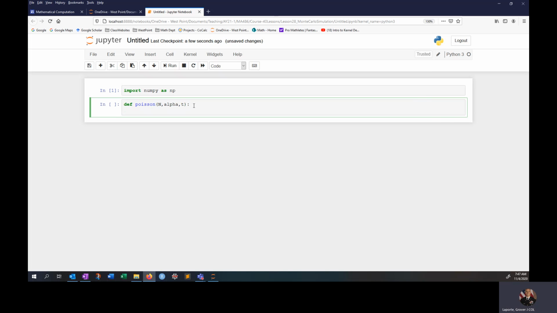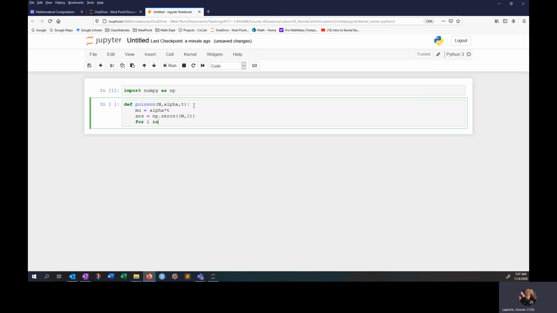So let's just calculate this thing. My first thing is to say mu is equal to alpha times t. Then I need to define something to calculate, so we're going to call it answer. Answer is equal to np dot zeros, and I'm going to put 2 columns in here. I want it to be n rows by 2 columns, right? Let's do that. And then for i in range of n.